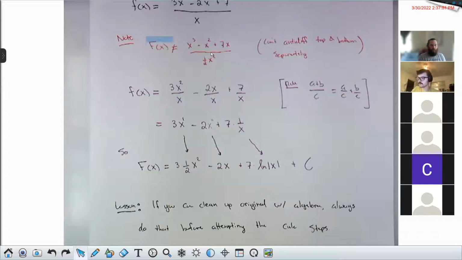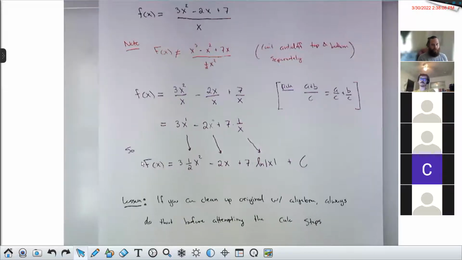And then, of course, this warning, just like you don't take derivatives top and bottom separately, don't try to take antiderivatives top and bottom separately. Everything that you can't do with regular derivatives, you also can't do with antiderivatives. Very similar in spirit like that. Questions on these examples?